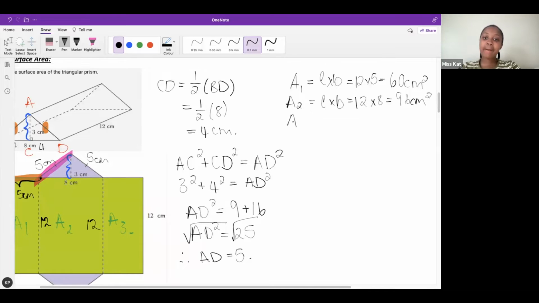Area 3 happens to have the same dimensions, but only because this was an isosceles triangle. Remember, that doesn't always happen. So just go through it again and work out the area, which is 60 centimeters squared. And now we're left with the triangles. The triangles are exactly the same. Do we agree that these triangles are two identical triangles because they're bases of the prism?